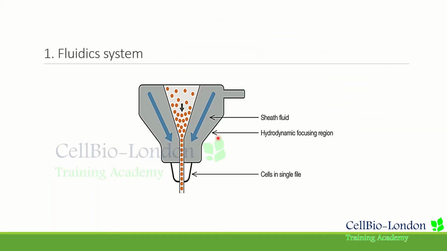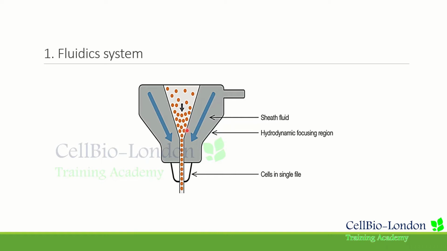So, the fluidics system. A flow cytometer instrument measures cells as a single file. When a sample enters a flow cytometer, the particles are randomly distributed in 3D space through a large space of the sample line. The sample must therefore be ordered into a stream of single particles that can be interrogated individually by the instrument's detection system. This process is managed by the fluidics system.